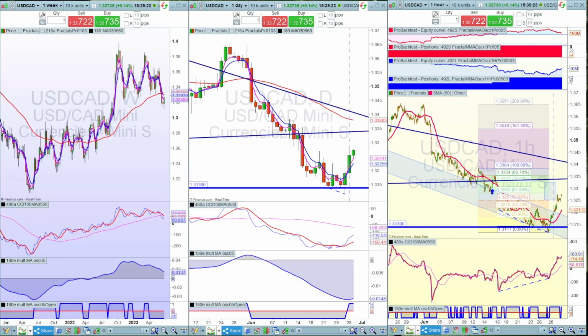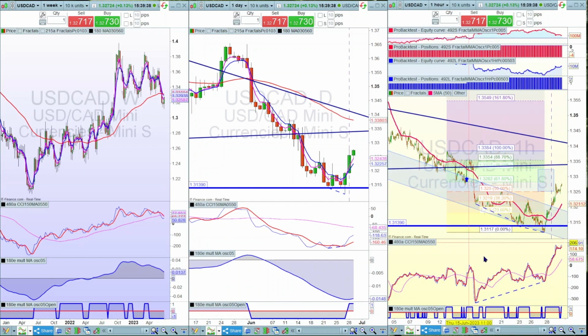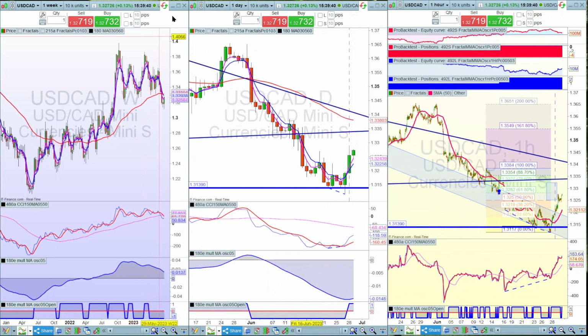Today is June 29, 2023. This is the US Canadian dollar currency update. We've got our weekly in a bearish mode, our daily in a bullish, so avoid taking any trades on the lower time frames. But we've also got this target hit on our divergence since our last video, and I'll talk about that in a minute.